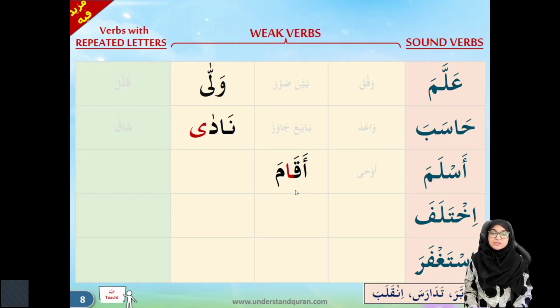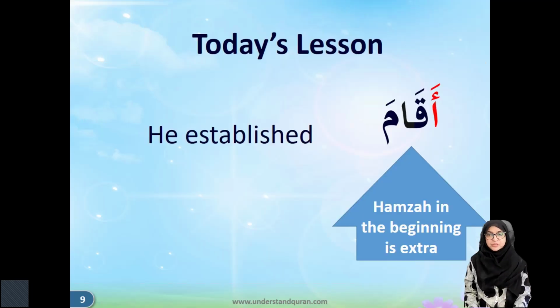Now here, we're going to do Aqama today. Aqama is on the lines of Aslama. So Aqama, like Aslama, there's an extra alif there. So this is the extra alif, and that makes it into a mazid fi. Let's look more into it.